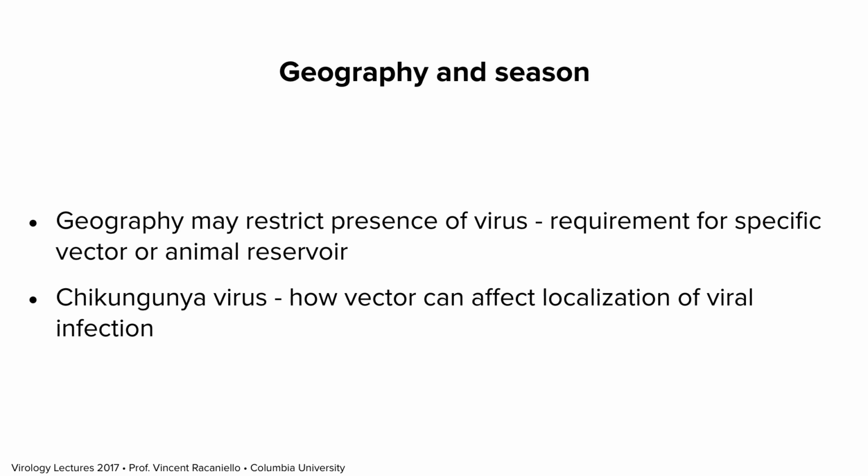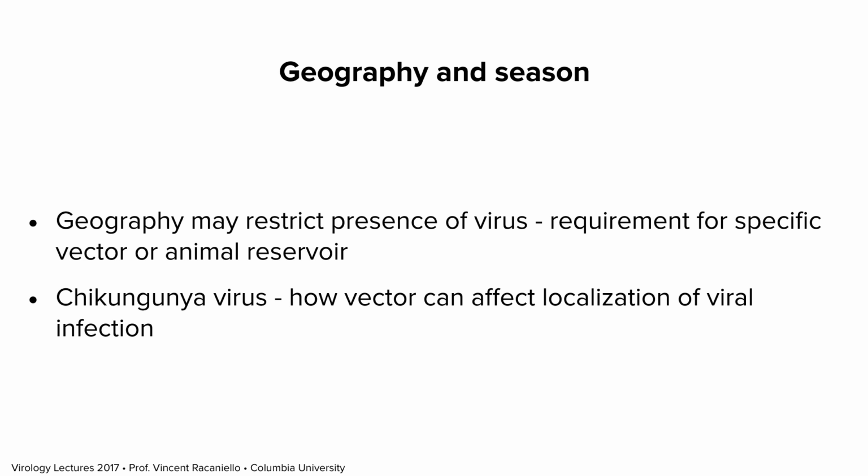The outbreaks of viral disease are controlled by geography and season, among other things. So geography may restrict the presence of the virus. That may be because there's a reservoir that's restricted, or a vector. So if the reservoir is a bat, for example, Ebola is only in certain places because the bats that carry it are only in certain places. So that's geography.